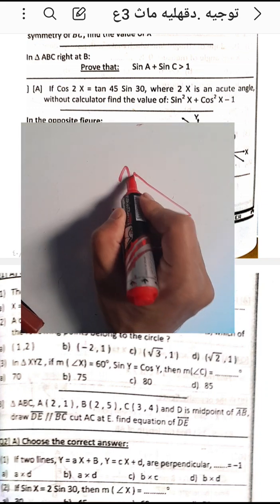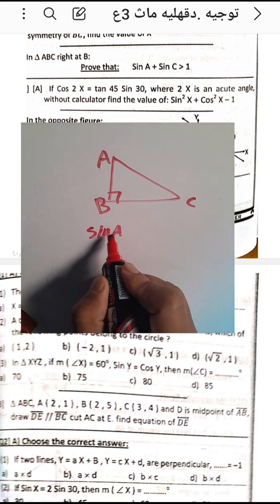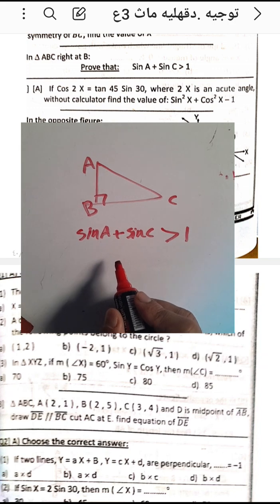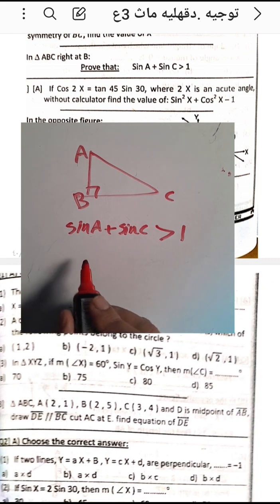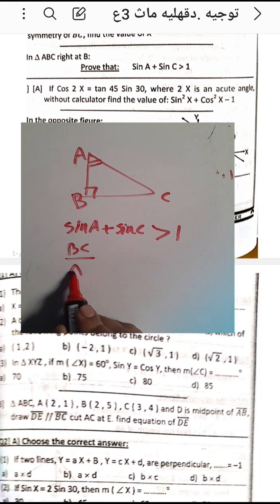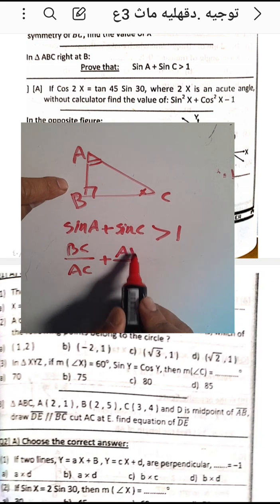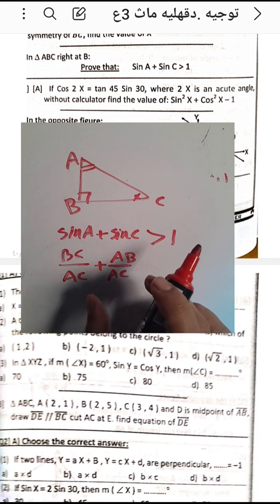In triangle ABC, right angle at B, prove that sine A plus sine C is greater than 1. Prove that sine A plus sine C is greater than 1. Okay, sine A equals BC over AC, and sine C equals AB over AC. We want to prove that this left hand side is greater than 1.